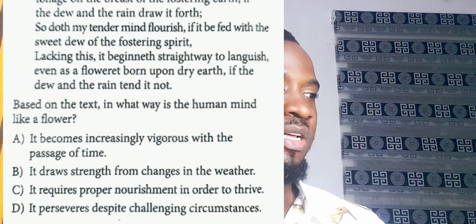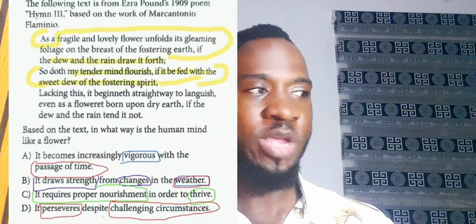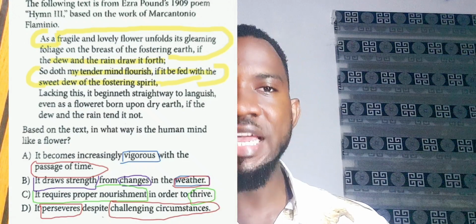We don't have challenging circumstances. And the idea of preserving, that means the mind withstanding any sort of negative circumstance around it, is not what we have there. What we have there is rather the case of the mind flourishing like the flower. So you see, challenging circumstance is very negative, and the text does not come on that negative note, especially around the portions that have to do with our keywords. The portions closer to our keywords are not negative. We have that negative intonation towards the end.